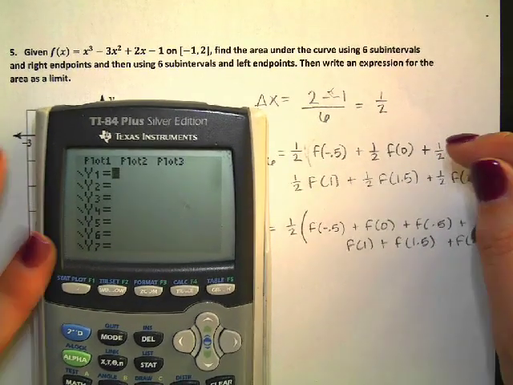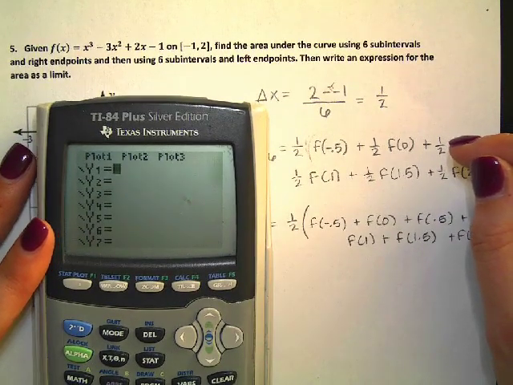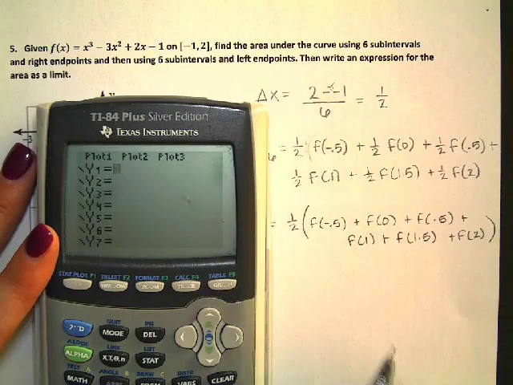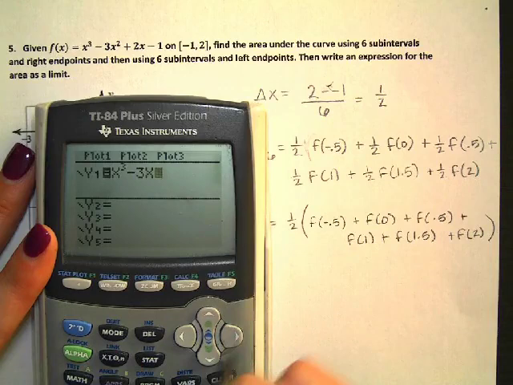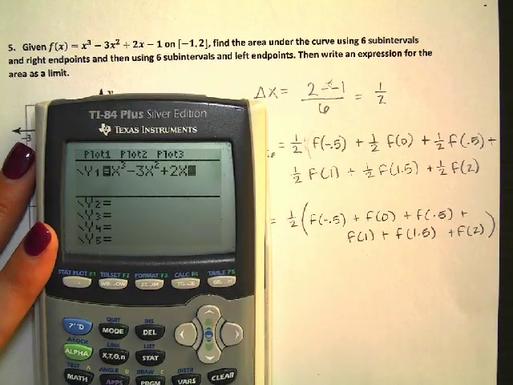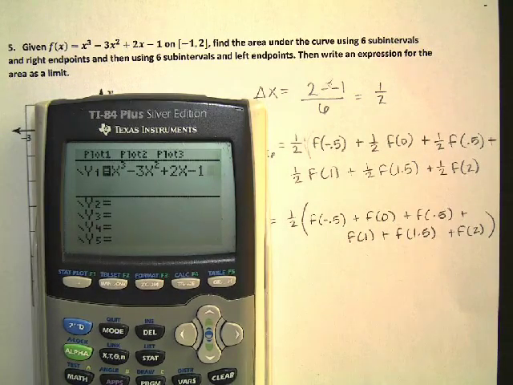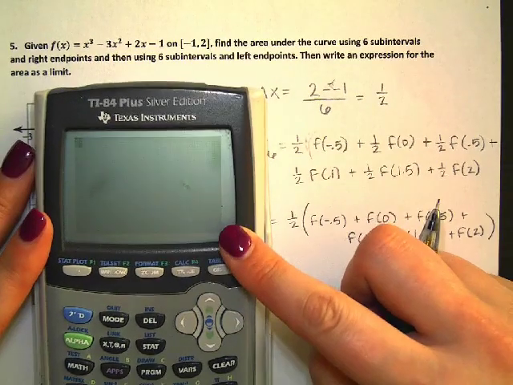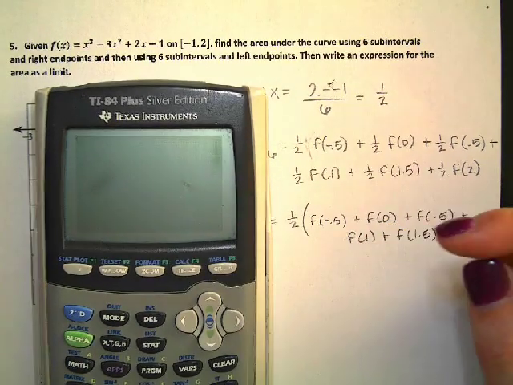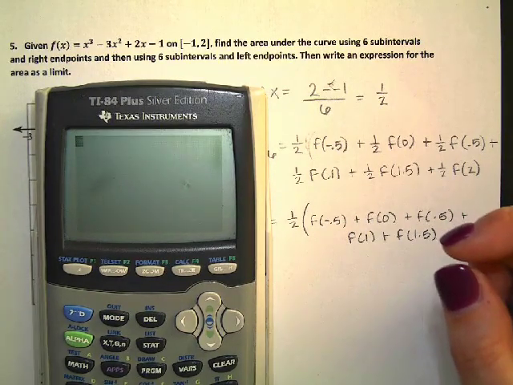Go ahead and hit y equals. We're going to type x to the third minus 3x squared plus 2x minus 1. And then we're going to get out of that. Go second, quit. This process is a pain in the butt, but it's not as much a pain in the butt as if you did what I just told you.